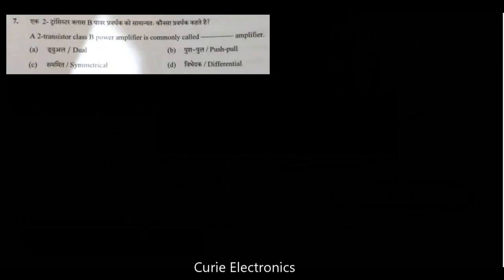A 2-transistor class B power amplifier is commonly called dash amplifier. It's commonly called as push-pull amplifier. Next: what turns ratio NP upon NS is required to match a 4 ohm speaker to a transistor having output impedance of 8000 ohm.